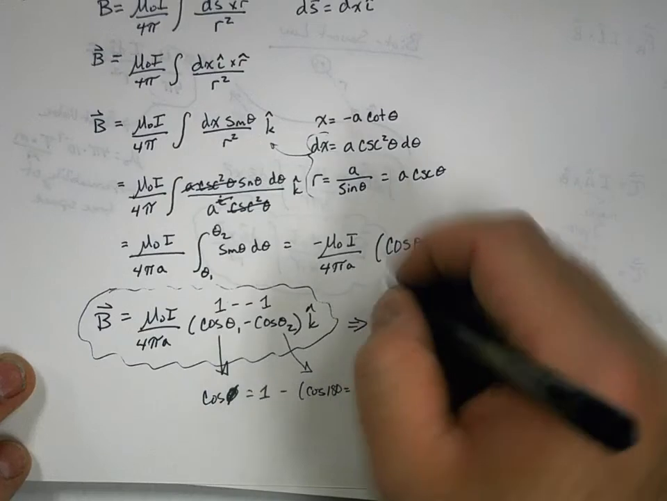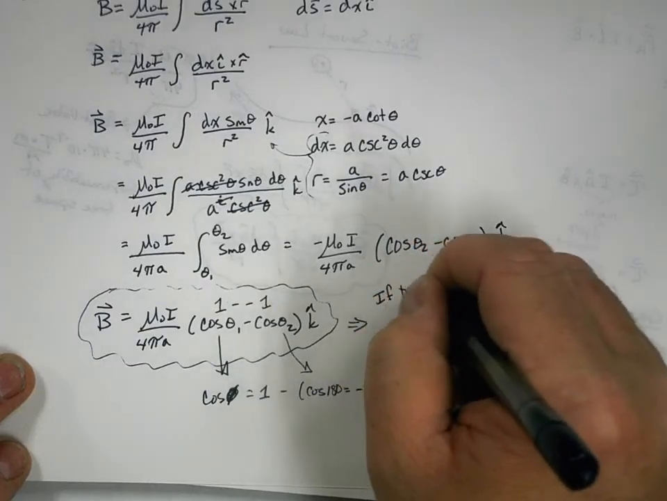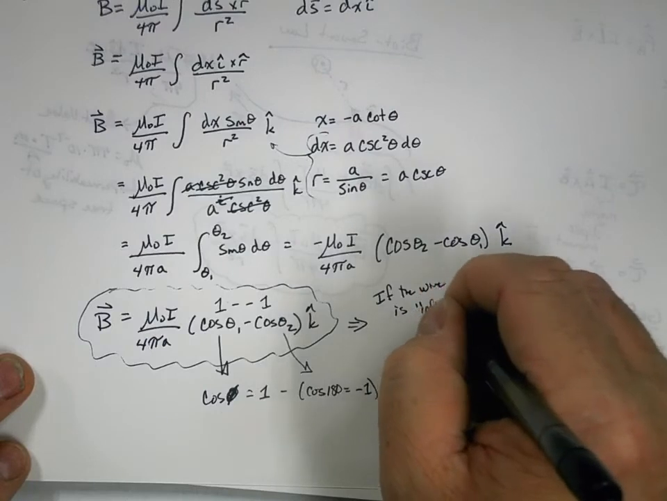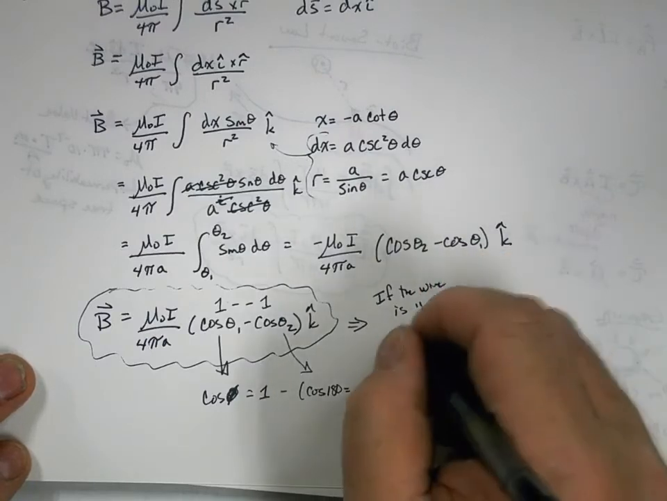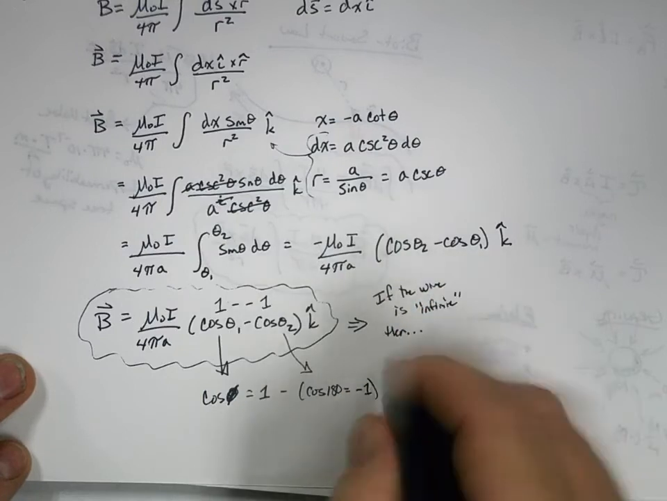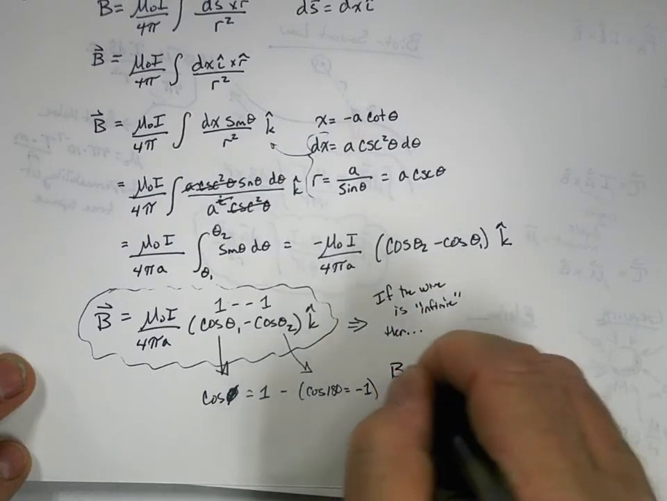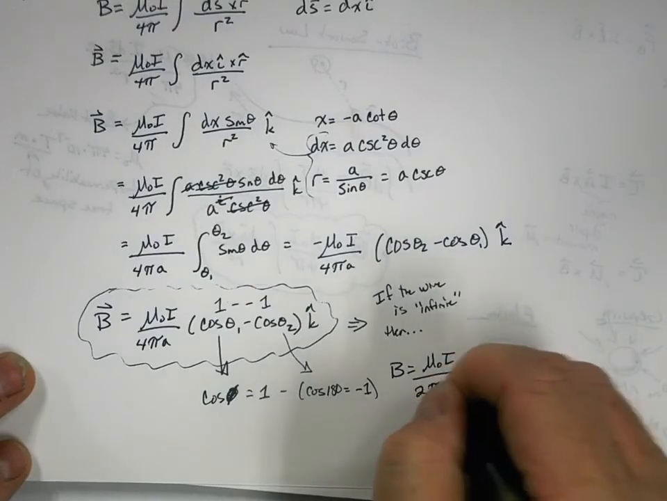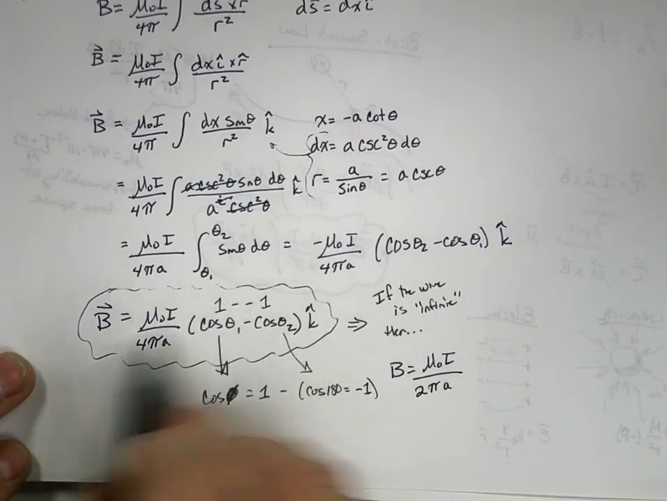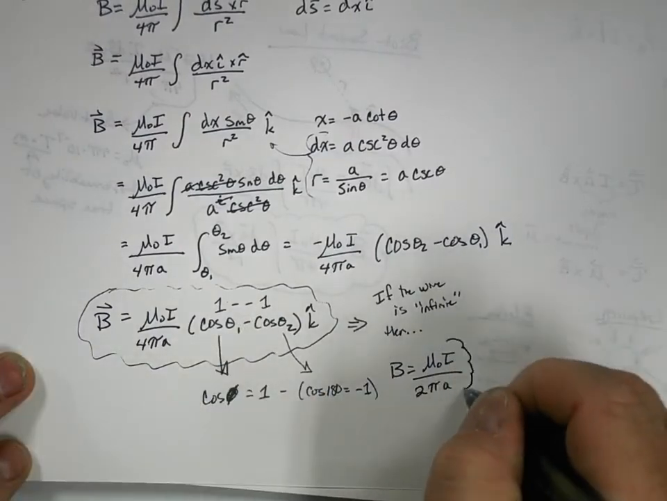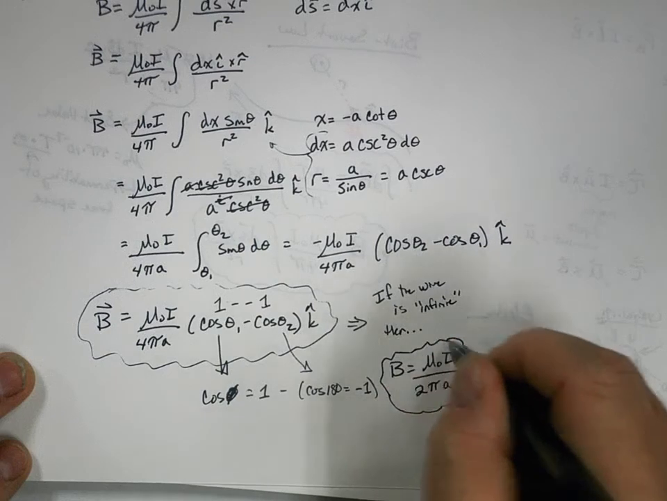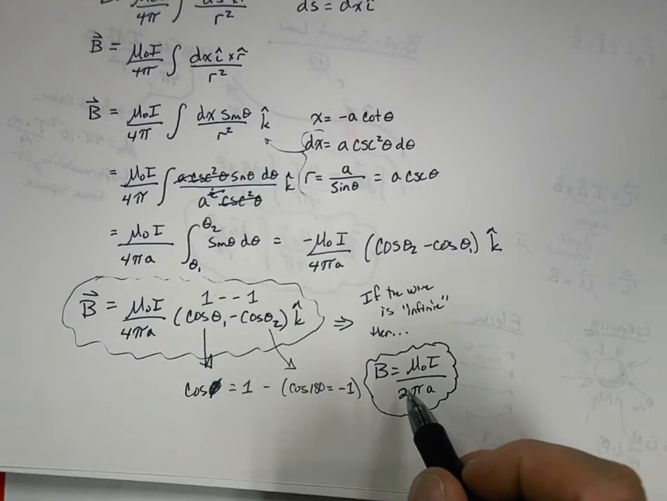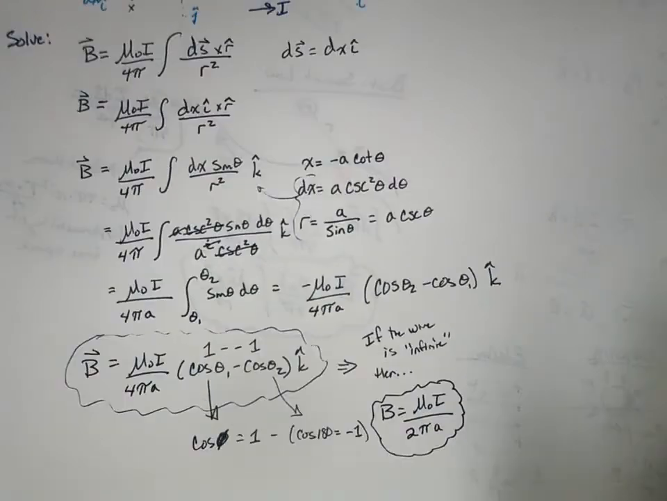and this leads to, if the wire is infinite, then our B is going to equal mu naught I over 2 pi A. This becomes 2, cancels with the 4, and this equation you should memorize. Because this is the magnetic field near an infinitely long wire with current I.